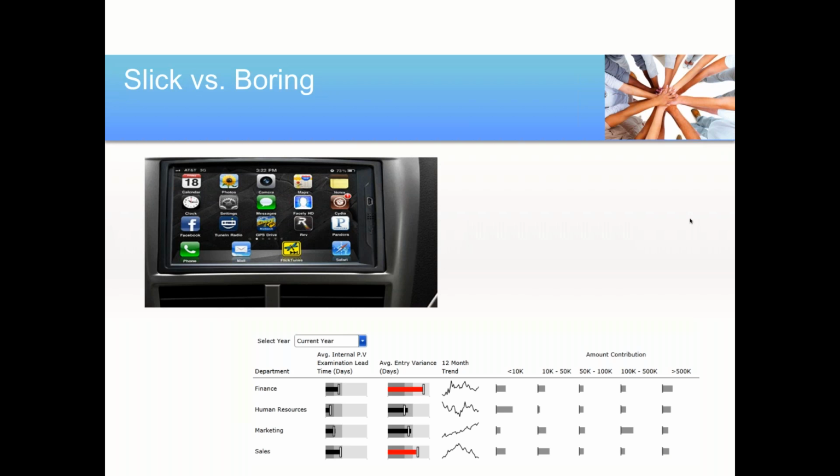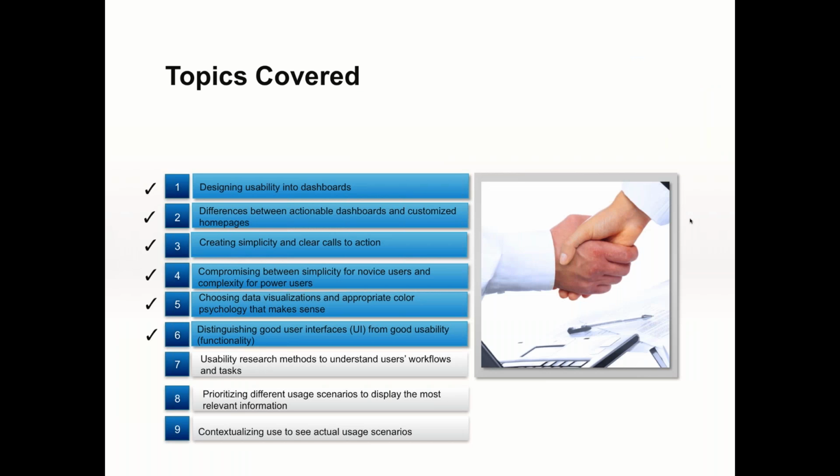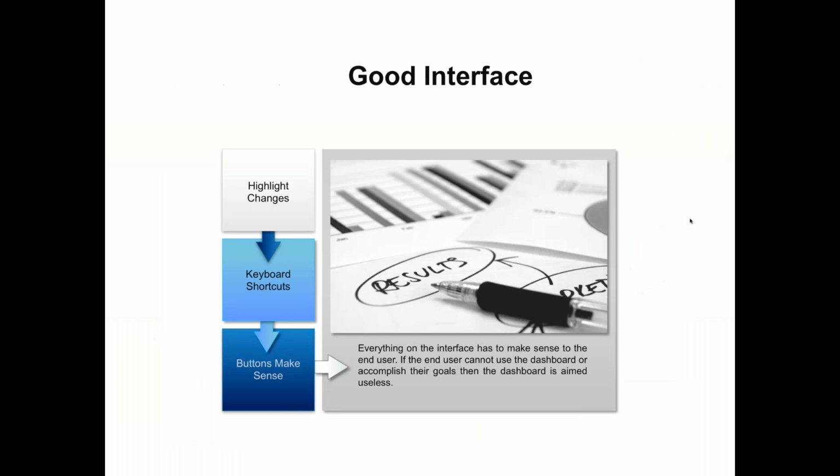So let's talk about distinguishing good user interfaces from good usability functionality. So with a good interface, you want to highlight any changes. You want to then go to your keyboard shortcuts and your buttons that make sense. So everything on the interface has to make sense to the end user. If the end user can't make heads or tails of the dashboard, you didn't accomplish your goal for the dashboard, and the dashboard is useless. So you want to make sure that you are creating a good user interface.